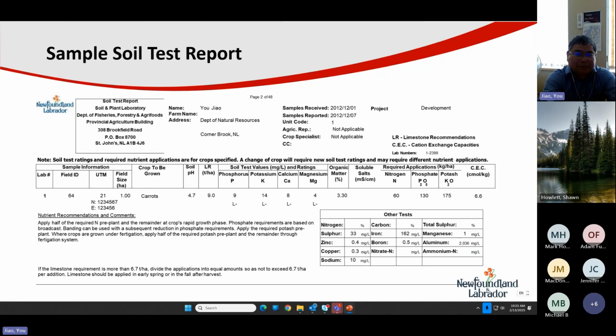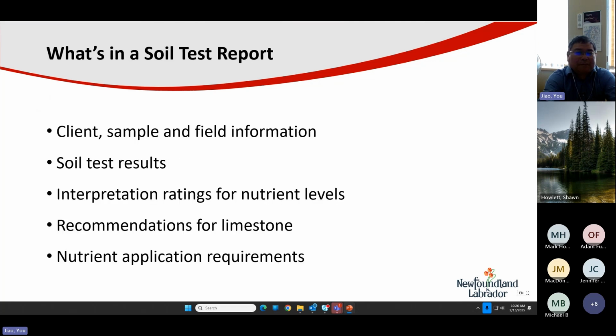There's a soil sample test report. I put it here. It's hard to see, particularly with so much information, but we will go through it section by section to get what each section requires and what it means.